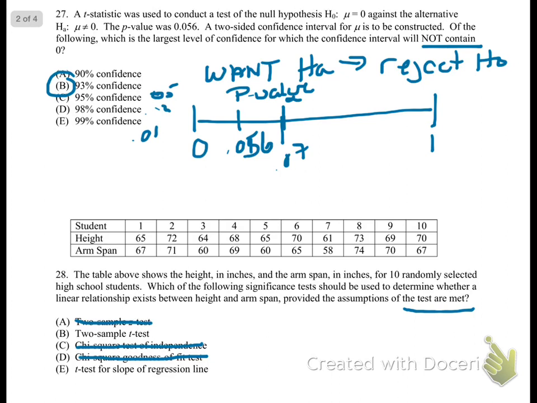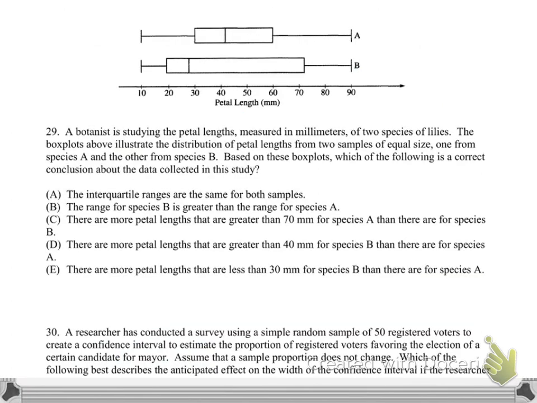And what do they want to know? They want to know there's a relationship. A relationship. Okay, so the two-sample t-test wants just to see what the difference is, but the t-test for slope, because remember, if there's a relationship, then slope is not equal to 0. It's a regression line. So 28 is E. Okay, let's look at number 29, and we're comparing box plots.